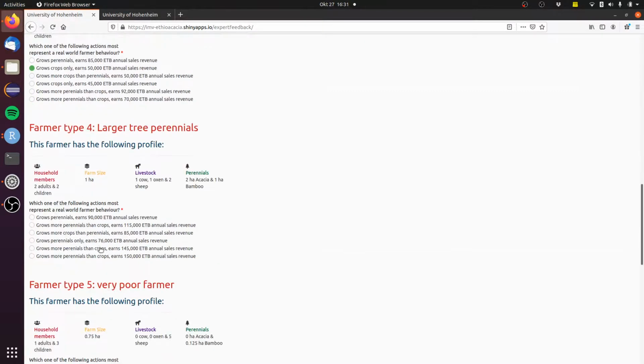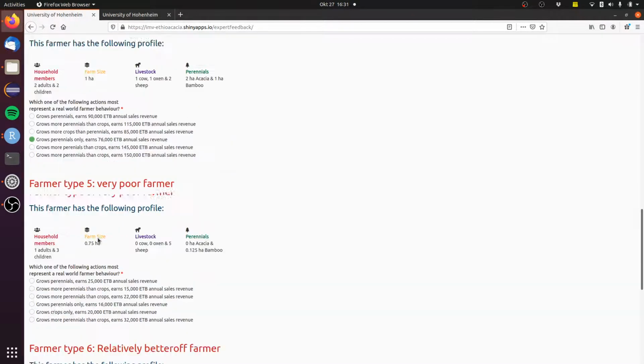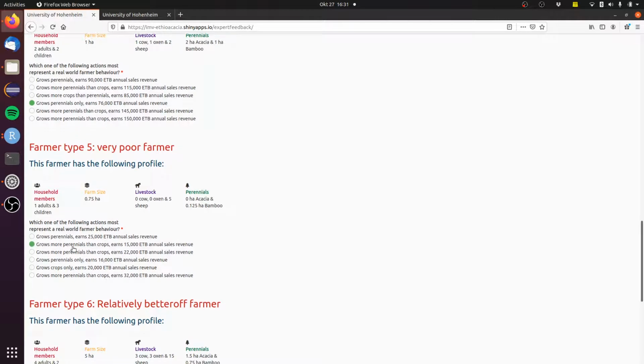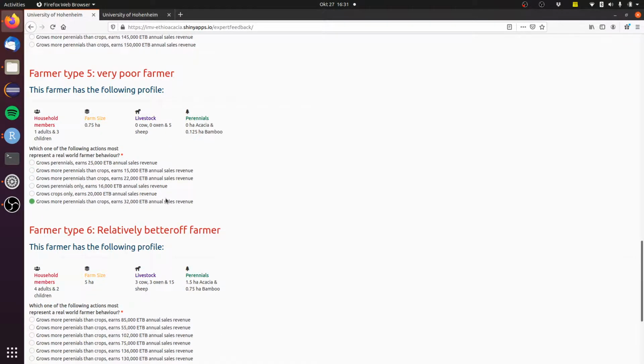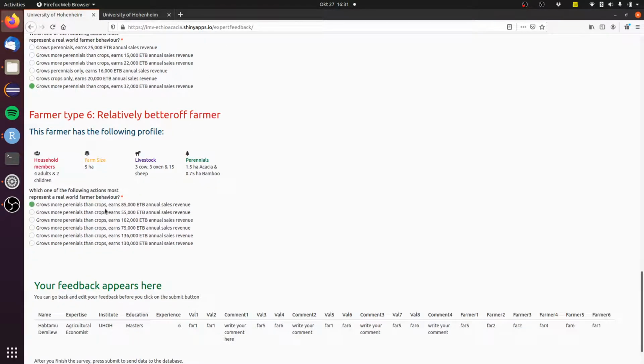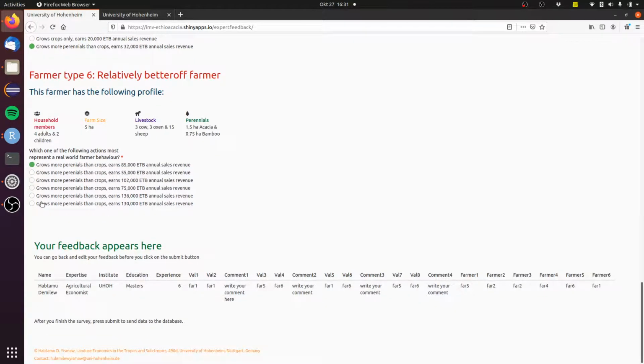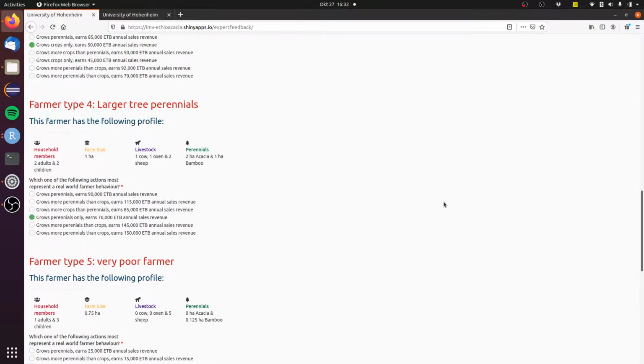I'm just randomly selecting. This is not the right answer, but I'm just randomly selecting so that I could proceed to the next step. That's actually the final step. If you finish this one, then the table below shows that you have completely filled all the questions. The farmer 6 here is the last question. If it's filled, then that's the last question in the survey.